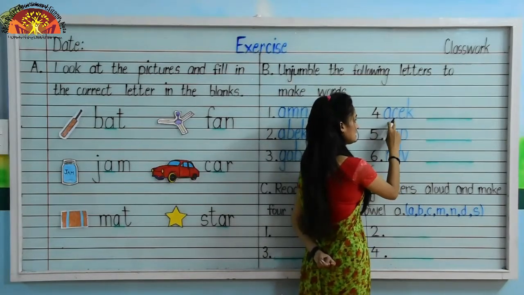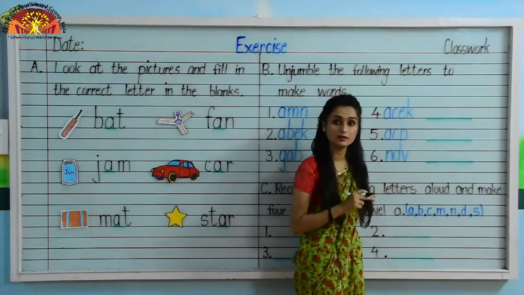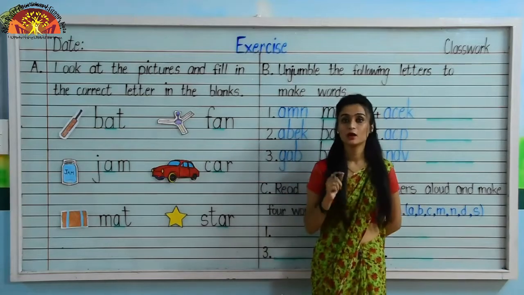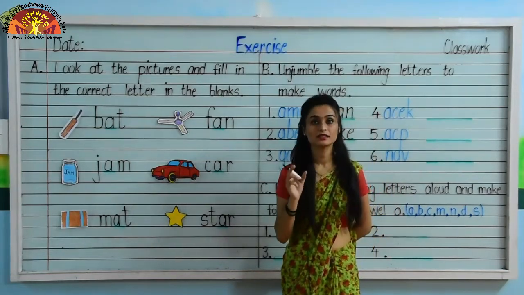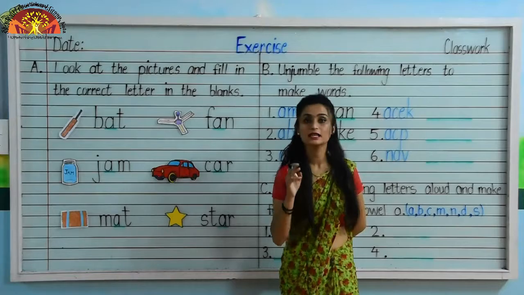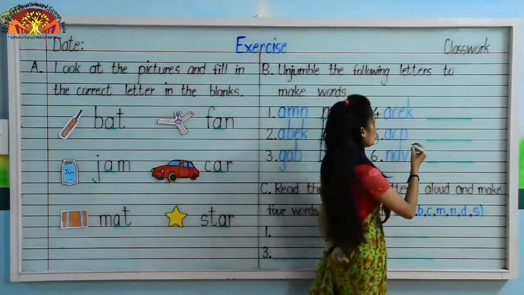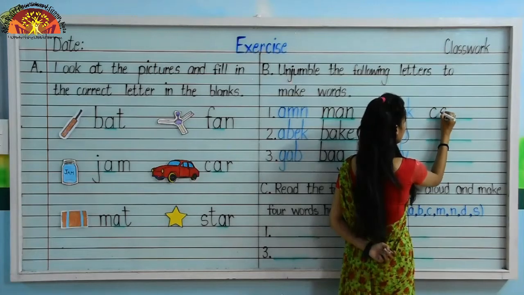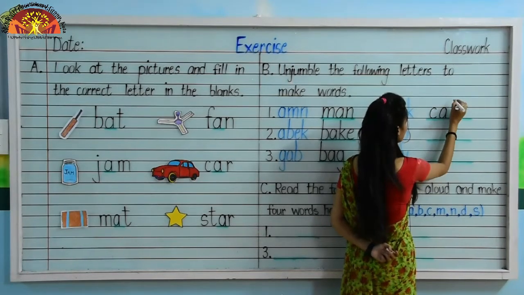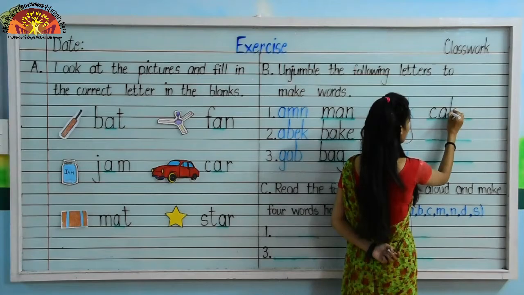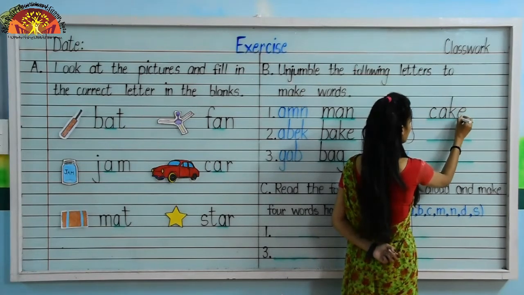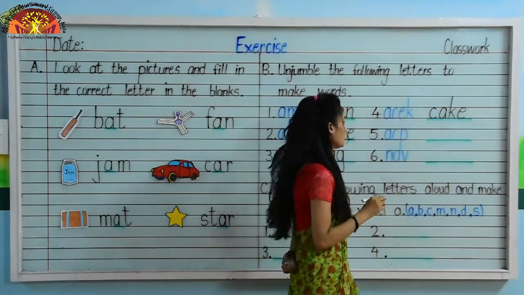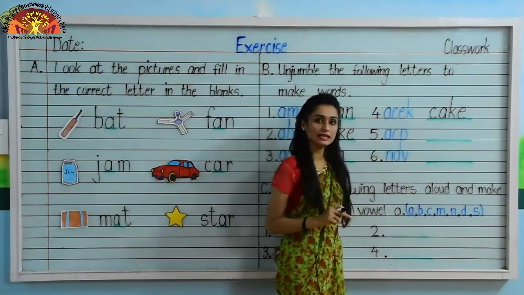Here letters A, C, E, K are given. So which word can we make? We can make cake. C-A-K-E, cake. So we will write cake over here. C-A-K-E, cake. Very good. Come to the fifth one, kids.